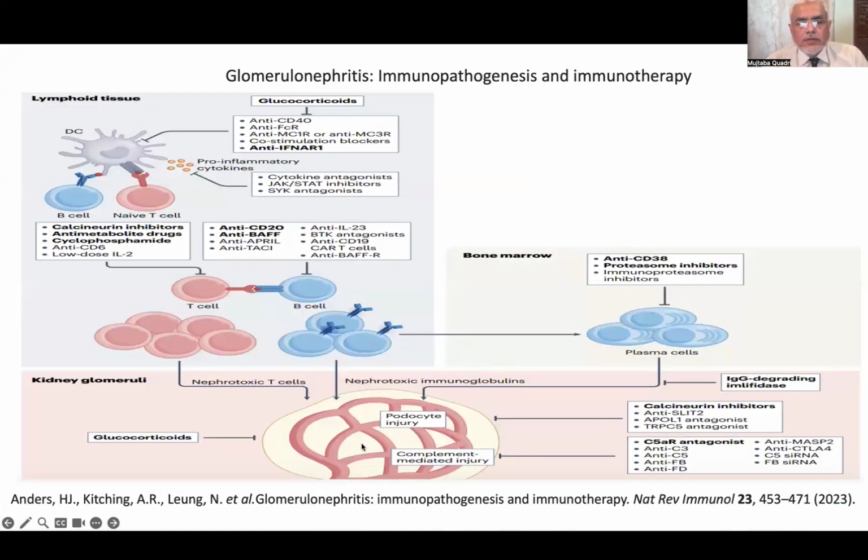And with all these things going on, whether it's complement mediated or podocyte injury, or whether it is at the different levels of activation of B cell or naive T cells, various glucocorticoids, or anti-CD20 agents, or anti-BAFF agents, anti-APRIL agents, calcineurin inhibitors, cyclophosphamide, anti-metabolites, and the proteasome inhibitors, anti-CD38, they're all coming in, and along with the new kids, the C5a receptor antagonists, which include iptacopan and avacopan as very promising therapies, respectively for various forms of whether it is granulomatous angiitides or you're looking at IgA nephropathy.